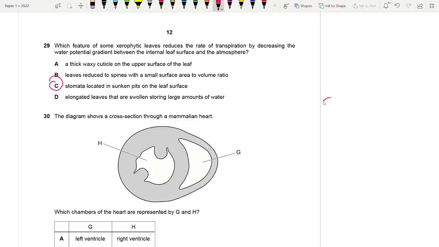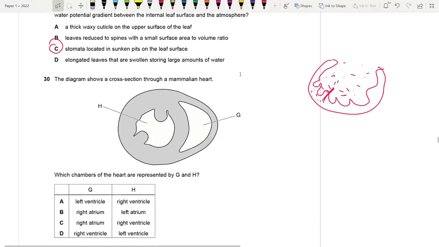Stomata located in sunken pits. This is good. Look at this. If the leaf is like this and the stomata are like this, right? What's going to happen? It's going to create a region of high water potential here. Water potential will also be high here, so the gradient will be reduced. That's what happens in this xerophyte, right?